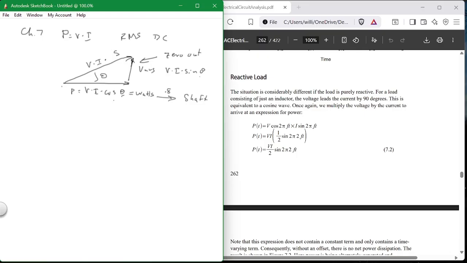They call this the Q factor. This is the Q. They call this the S, the Q, and the P. All right? These are watts. These are VARs. The units of this is watts. The units of this is VARs. The units of this is V times I.